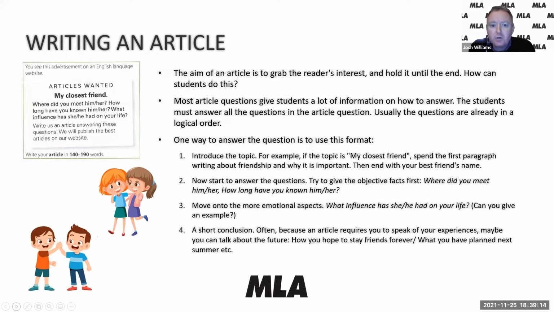And then a conclusion, which, thinking about an article, is generally going to be set in the past because it's probably going to be talking about your experiences. Not always. Sometimes they talk about ideal things. Why not move on to the future? This is why I hope to stay friends forever, or I'm really looking forward to spending next summer. Not only because it's a logical order from the past to the future or from the past to the present, but also because it allows you to use some tenses that you haven't previously.